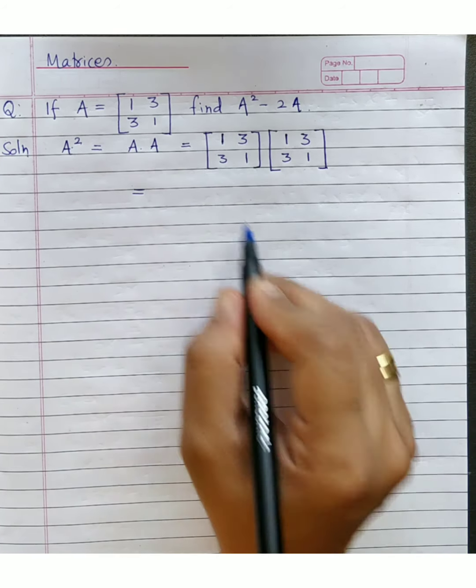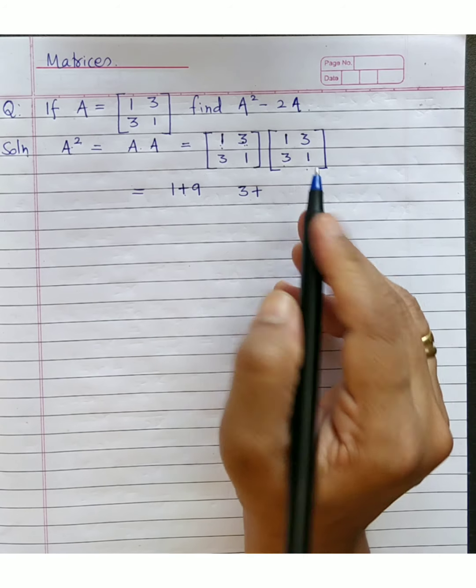1 into 1, that is 1, plus 3 into 3. What is that? 9. Right? Now again you go for first row, but now go for second column. So you will have the second element here in the first row. So how will you multiply corresponding elements? 1 into 3 plus 3 into 1.